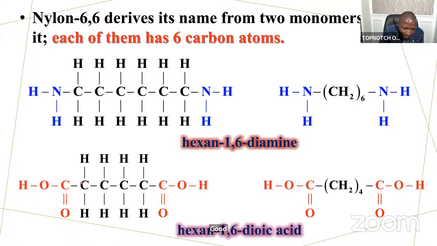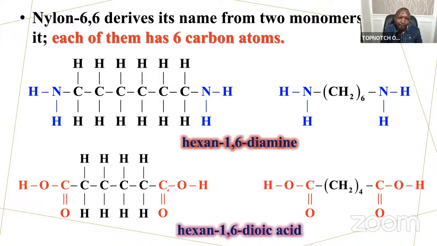The other one is called hexane-dioic acid. You count to one the carbon: 1, 2, 3, 4, 5, 6. It has two carboxyl groups, one at the first carbon atom and the other at the sixth carbon atom. That's all. Just know for nylon 6,6, you have hexane-1,6-diamine, with an amine group at the two extreme ends, and the other one will have a carboxyl group at the two extreme ends.